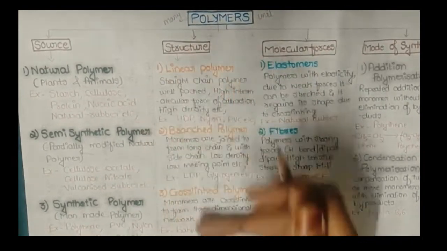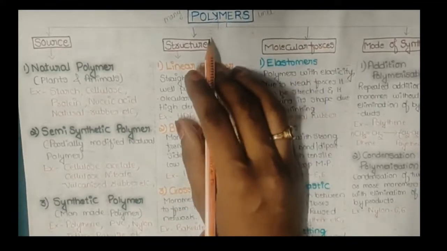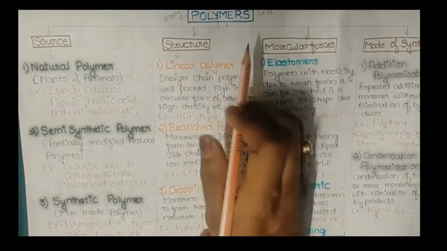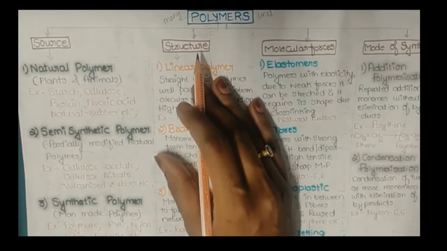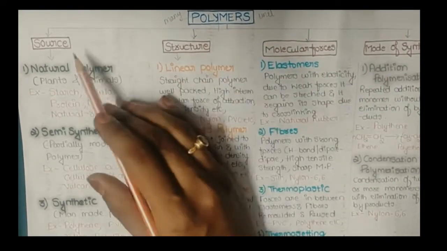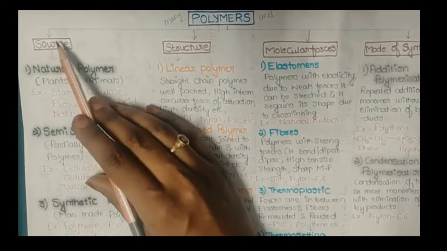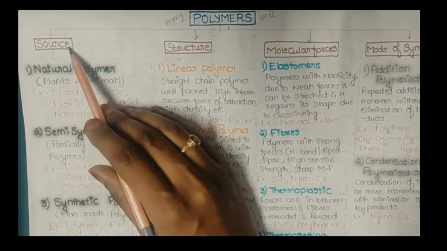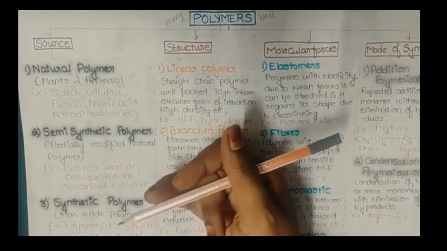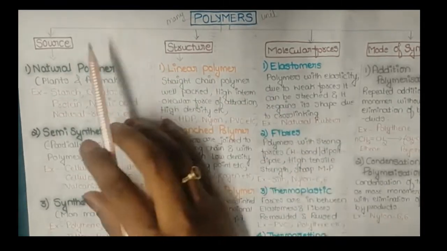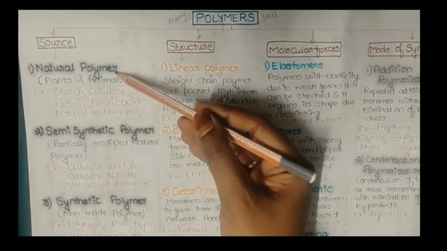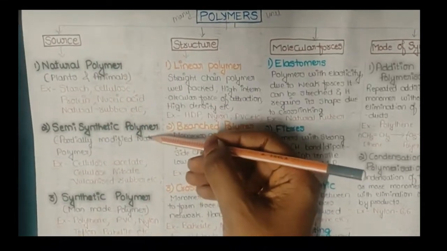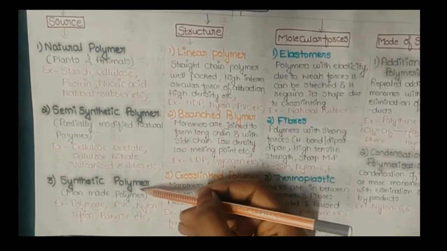So now let us look at the classification of polymers. Polymers have 4 different types of classification. The first classification is based on the source. What do you mean by source? How it is available in nature. So based on source, we have 3 types of classification: natural polymer, semi-synthetic polymer, synthetic polymer.